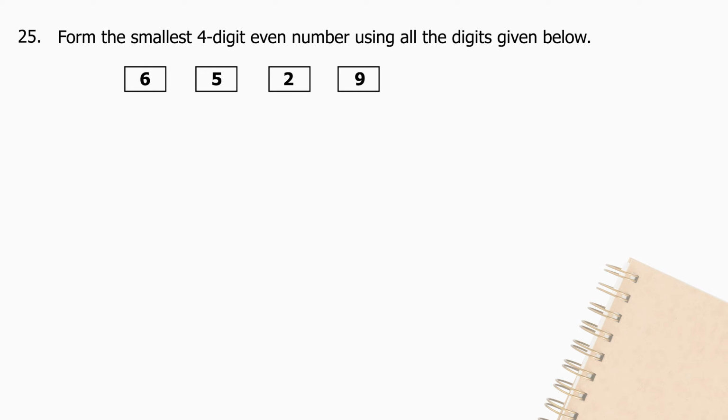Question 25. Form the smallest 4-digit even number using all the digits given below. 6, 5, 2, and 9.